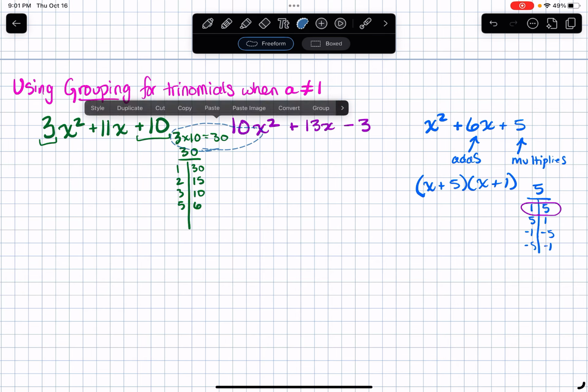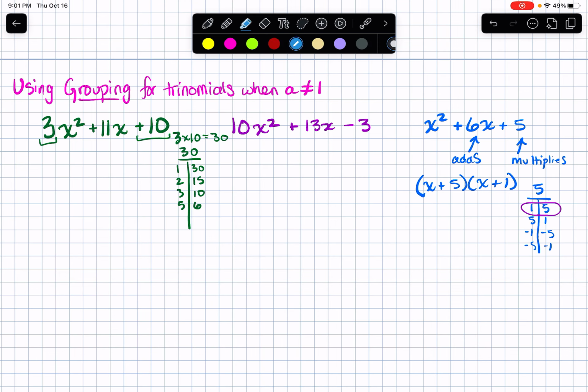So I know that my factoring is going to involve those pairs of numbers somehow. Now I'm going to ask myself, once I did this 3 times 10 and found those factor pairs, which pair of numbers adds to 11? Looking through my list, 1 plus 30 is not 11, 2 plus 15 is not 11. However, 5 plus 6 is 11, right? So I found my factor pair, but this is when I'm going to do my grouping step.